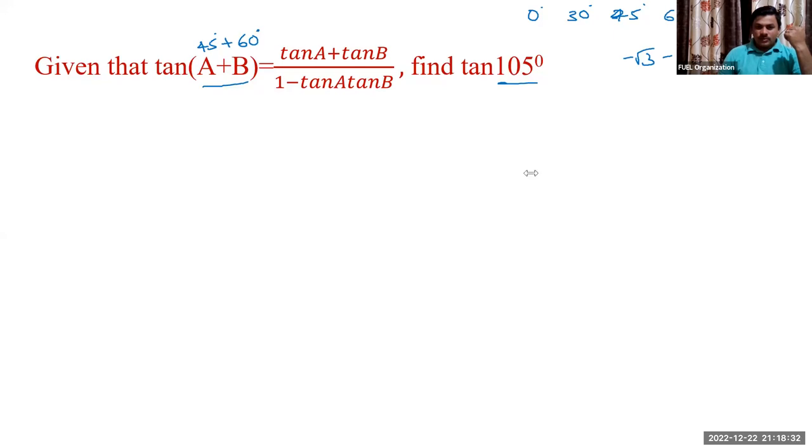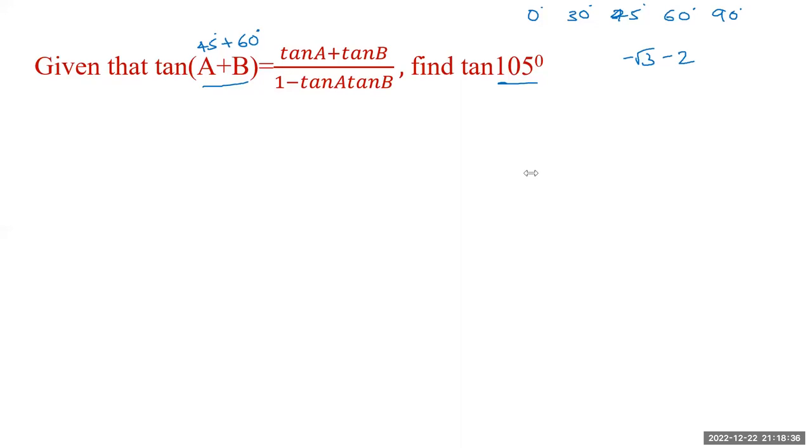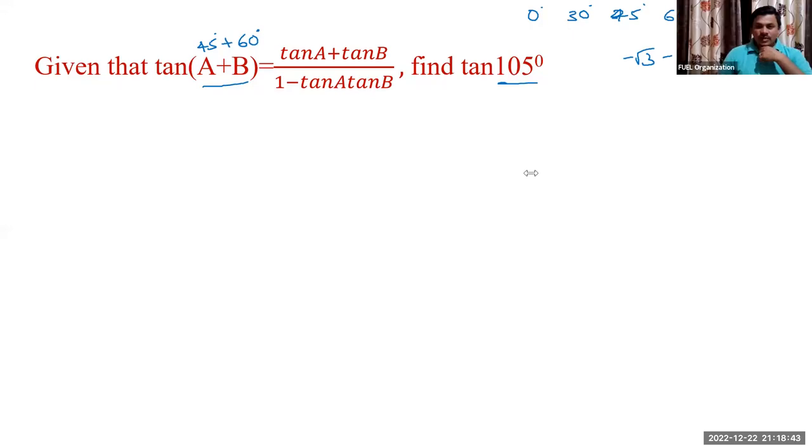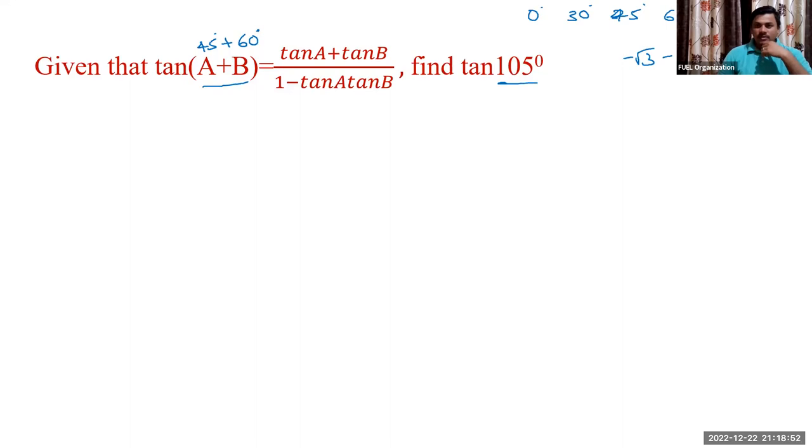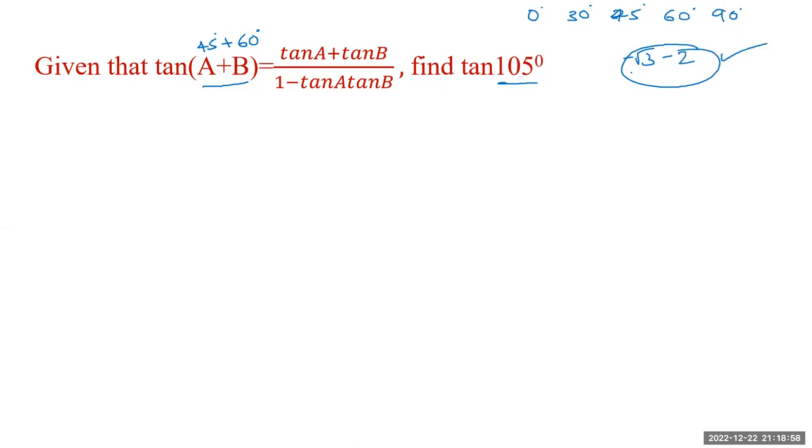Vivasu. Okay, good. Sir, answer is 5. Anshu, you got the answer as 5. Yes, sir. Sir, this answer is correct, sir. Root 3 minus 2 is the final answer. Okay, 5 students. Sir, 1 plus root 3 divided by 1 minus root 3.